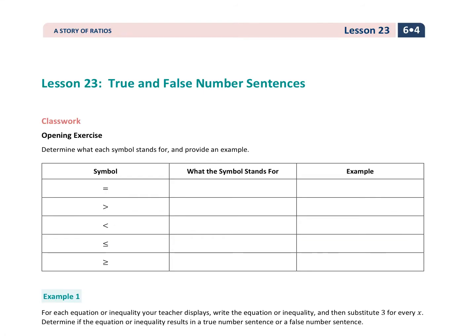All right, today we are doing, you should fill this out while I'm talking, the opening exercise. You should do it right now. But today we're talking about figuring out whether number sentences are true or if they are false.